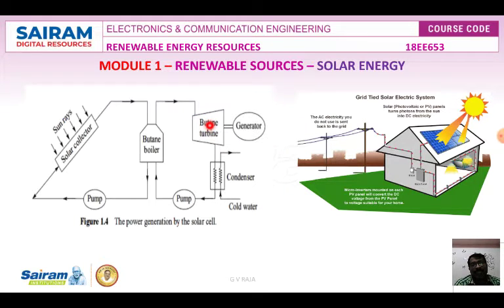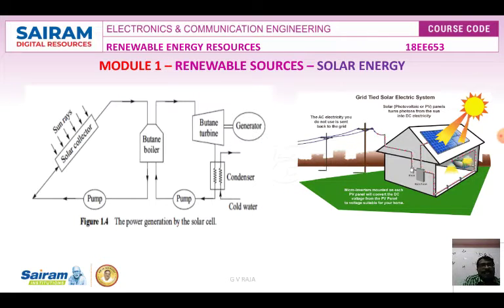Whenever the shaft is rotated and it is connected to the generator, the generator will produce electricity. Again, from the butane turbine, the steam is given to the condenser. The condenser converts the steam into liquid. Then it is given to the butane boiler again through the pump. This is the power generation by solar.